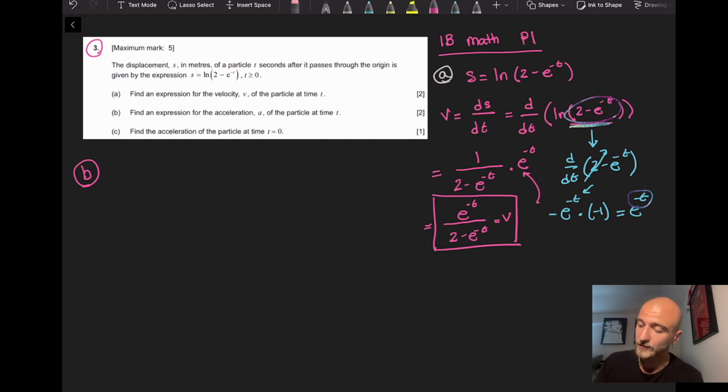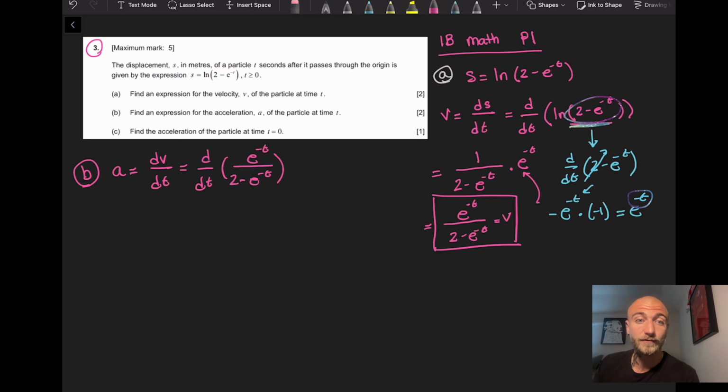So in this particular case, the acceleration of the particle is going to be equal to the derivative of the velocity with respect to time, dv/dt. I'm going to rewrite this again as d/dt, the derivative with respect to time of the expression that we literally just came up with from the previous part, e to the negative t over 2 minus e to the negative t. So many e's to the negative t's.